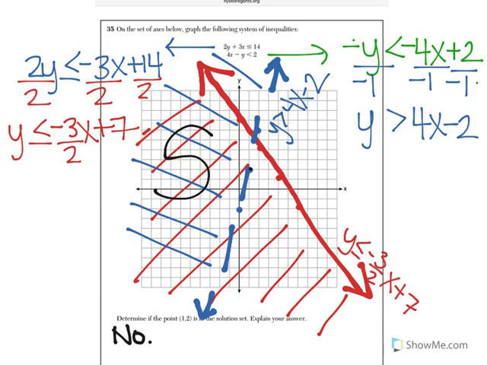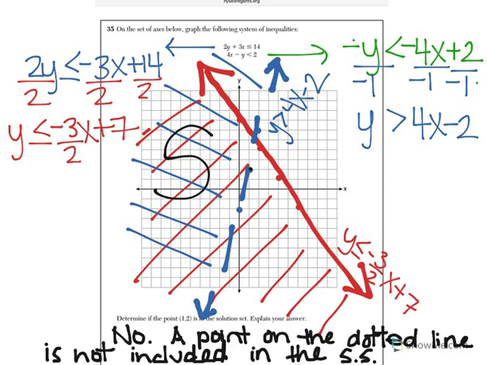Another way to explain it would be to show that when you check the point 1, 2 in both inequalities, it will only work with one of the checks, and therefore it can't be in the solution set because it doesn't work for both inequalities. So my explanation just says that a point on the dotted line is not included in the solution set because a dotted line has either a greater than or less than symbol, and therefore it's not equal to.